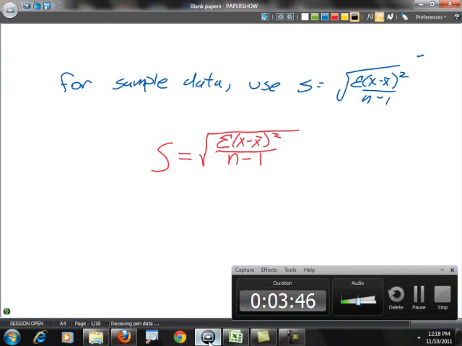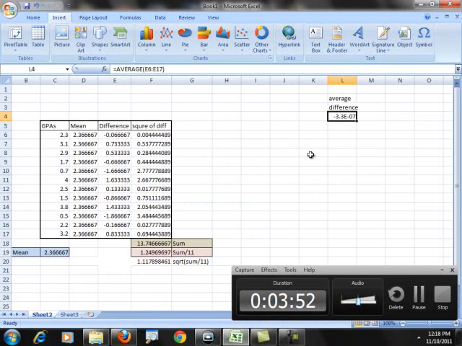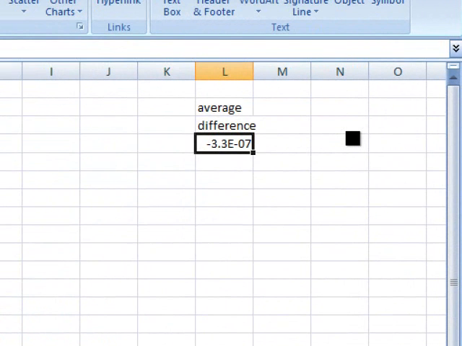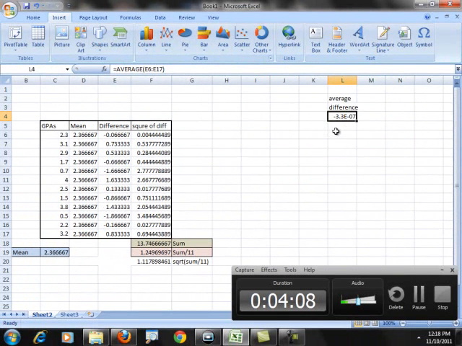In scientific notation it's negative, so it'd be negative 0.000000 with 6 zeros, and then it gets to the 3. It's a very small number, but it's only because of round off. The average difference is 0 because they cancel each other out. The higher GPAs cancel out the lower ones.